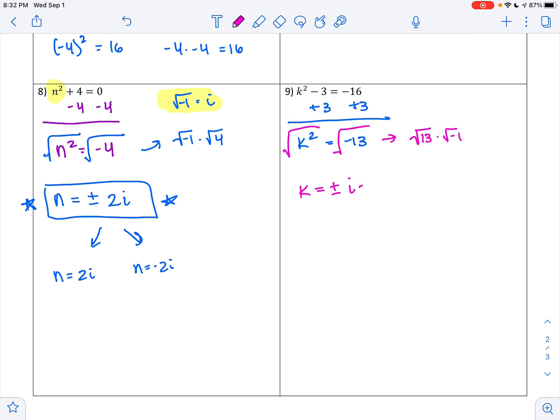And if I try to simplify the square root of 13 using the birthday cake method, I see that 13 is a prime number, and so I don't have any pairs that can leave the square root symbol. So I can't simplify this any further. And so this would be my answer: plus or minus i square root of 13. Again, I have two answers here, positive i square root of 13 and negative i square root of 13.